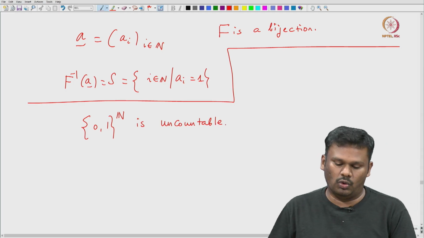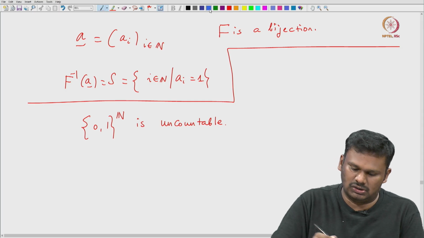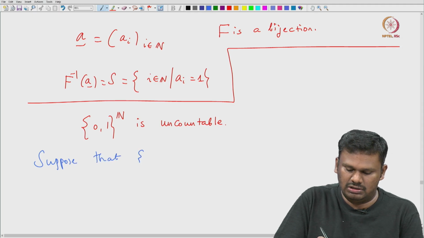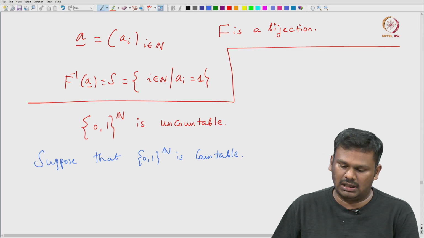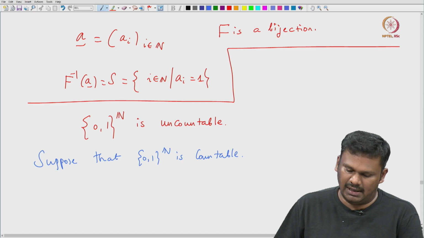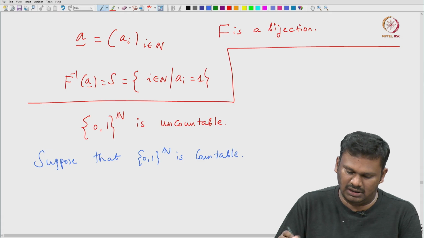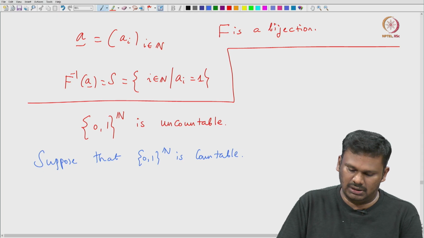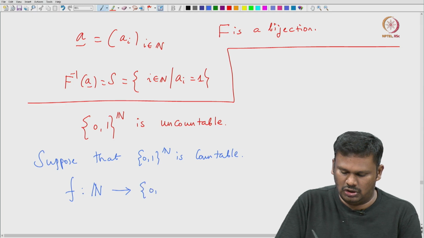So, what if not? If it is actually countable, then what happens? Suppose that this set {0,1}^n is indeed countable. If it is countable, then what can we do? It is obvious that this is infinite, so we will have a bijective map from n to {0,1}^n. But anyway, we do not actually need a bijective map, it is enough to have a surjective map. Let us say F is a surjective map.